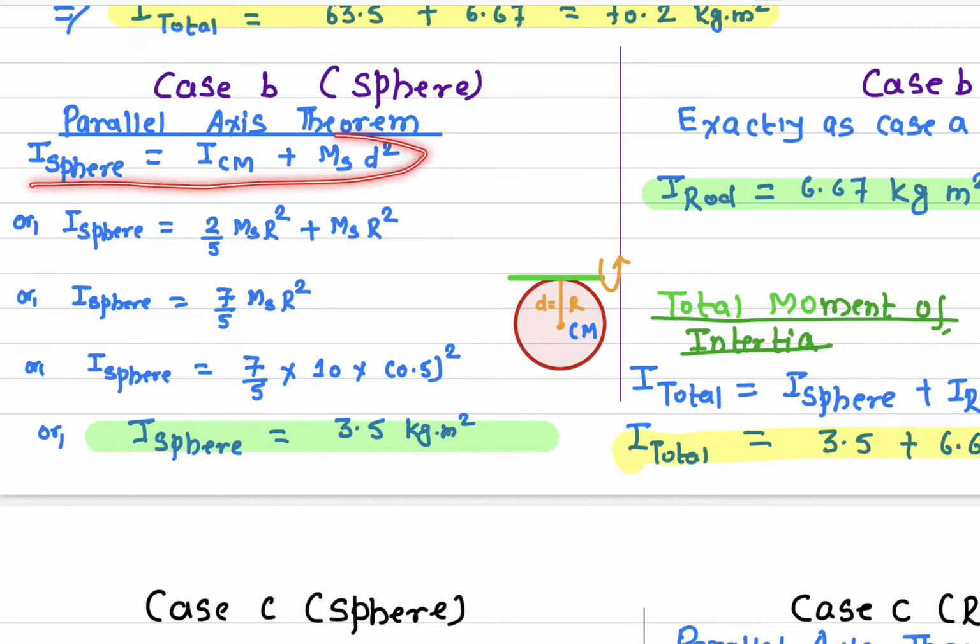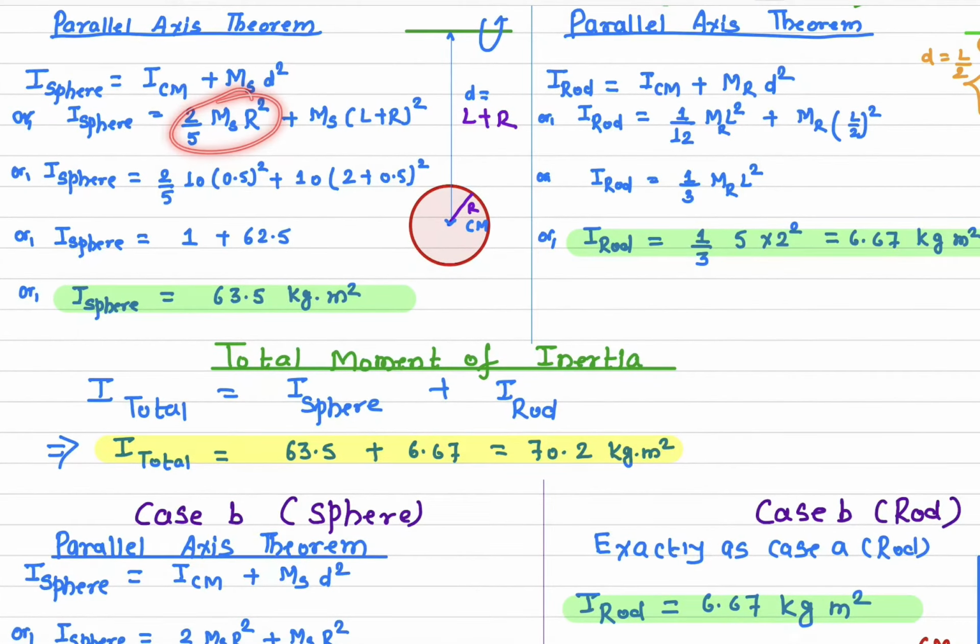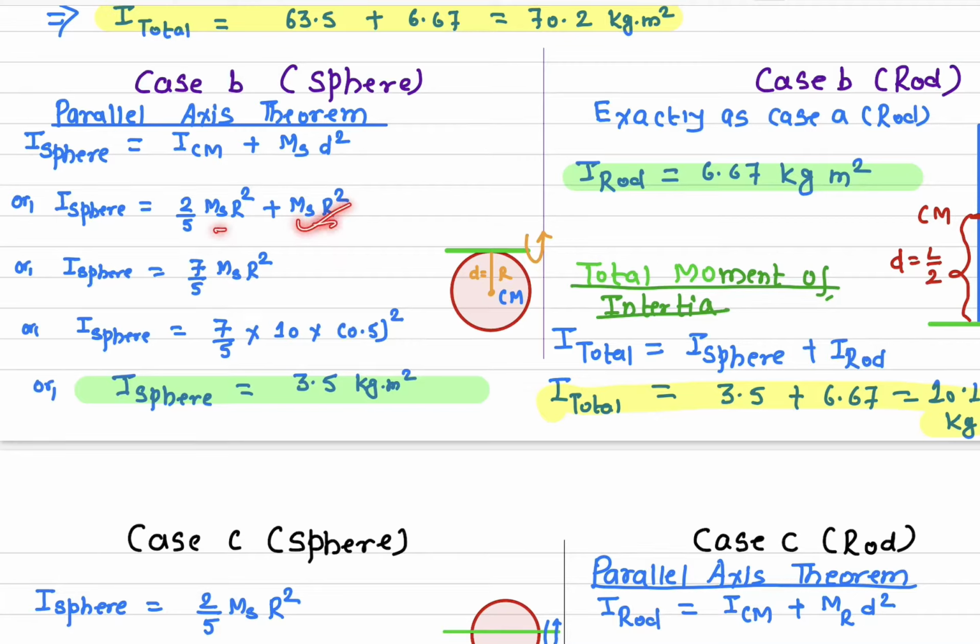So what does the parallel axis theorem tell you? First, you have to find the moment of inertia through the center of mass, plus you have to add this term, where m_s is the mass of the sphere, and d is the distance between the axis of rotation and the center of mass, which is r. In this case, d is exactly equal to r. And what is the moment of inertia of a sphere through the center of mass? 2/5 m_s r squared. You have to memorize these things, which is exactly this thing here, m_s r squared. If you add them together, you'll get 7/5 m_s r squared.